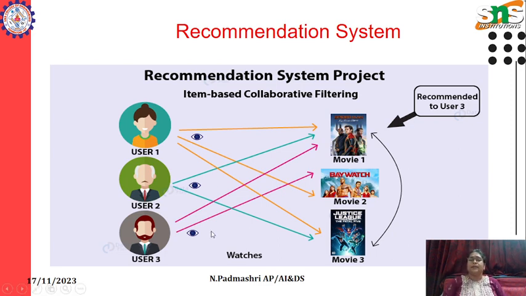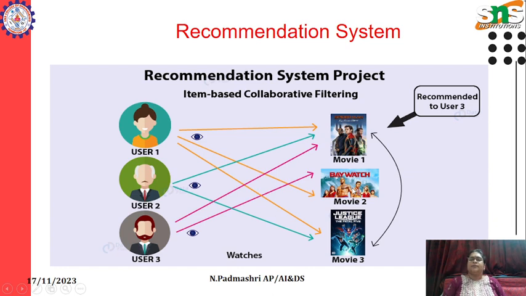Here you can see three different users: user 1, user 2 and user 3. All three users watch different movies, like movie 1, movie 2, movie 3. Say user 1 is watching movies 1, 2 and 3 also. User 2 wishes only movies 1 and 3, and user 3 watches movies 1 and 2.